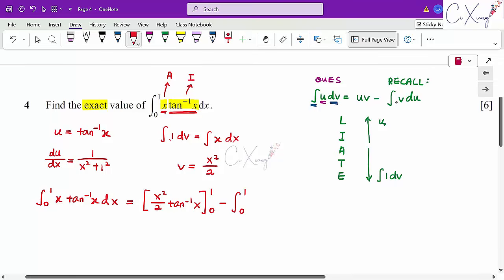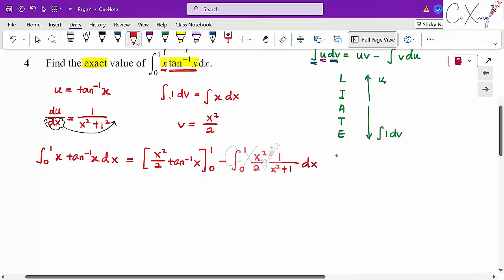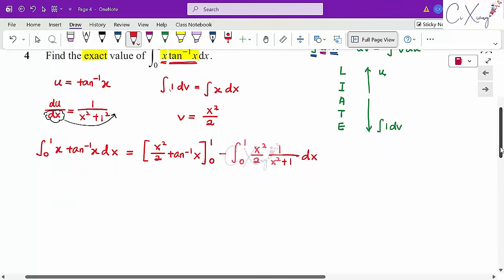Okay, then now I'm having v du. What's my v? This is the v. X squared over 2. This is your du. You can get it from here. So for du, you can move your dx to the right hand side. Therefore, your du will give you 1 over x squared plus 1 with dx at the back. Okay, alright, so this is what we get directly from the formula. And now let's continue and proceed with the next integration.